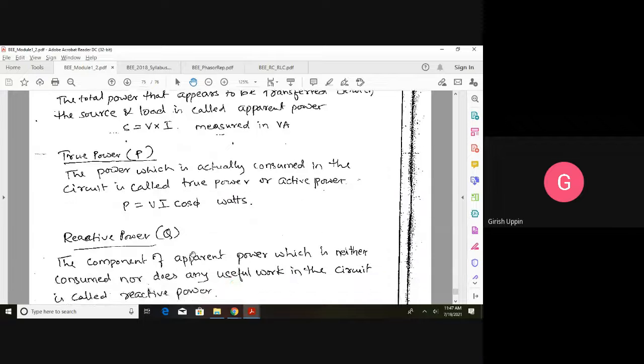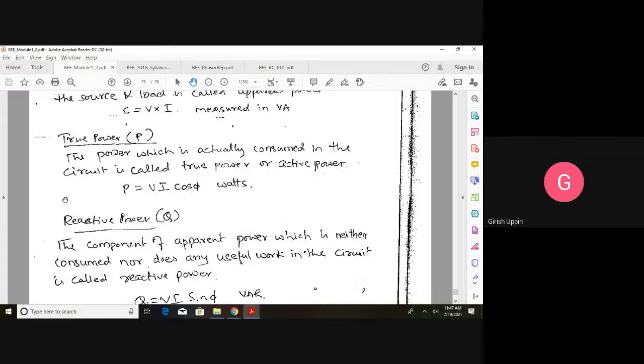And what is true power? True power is the actual power that is consumed. The power which is actually consumed in the circuit is called the true power or the active power. It is given as P is equal to VI cos phi and represented in watts.